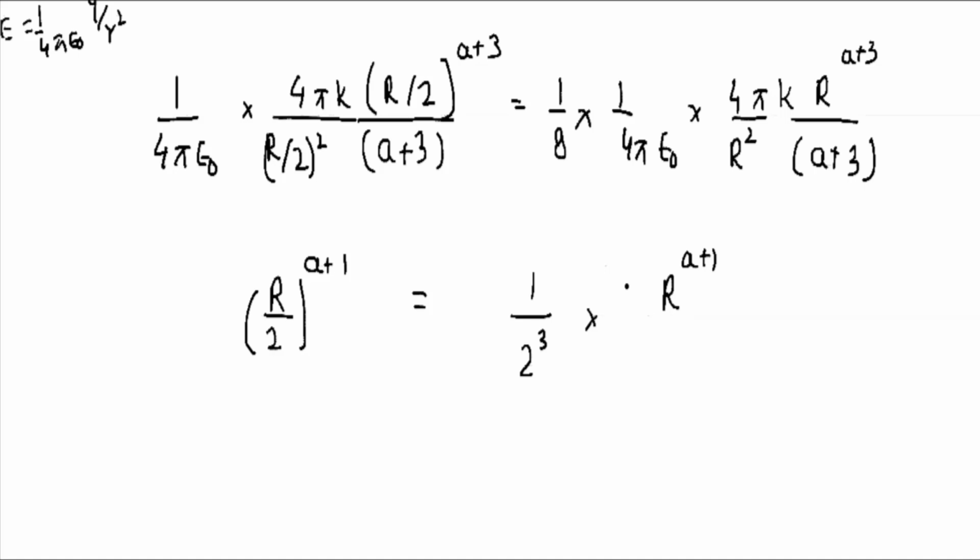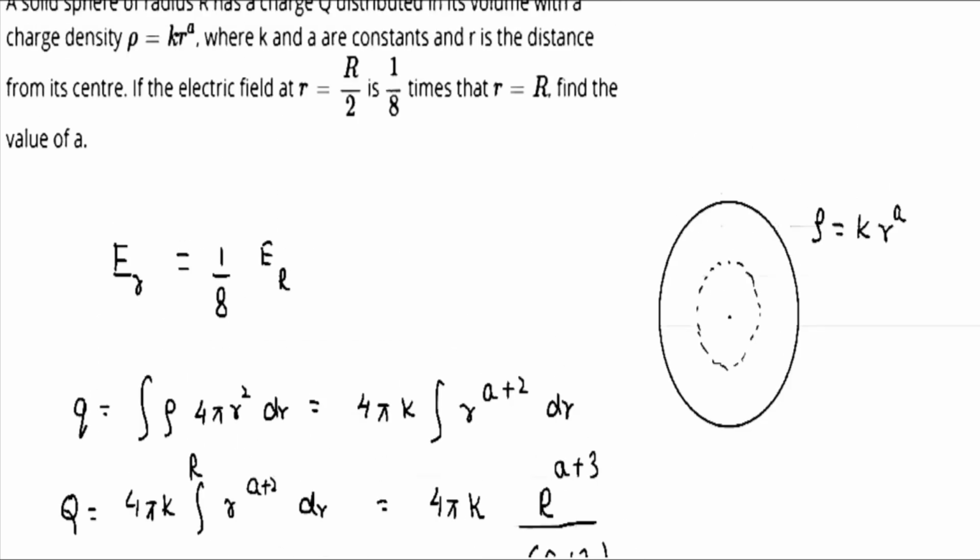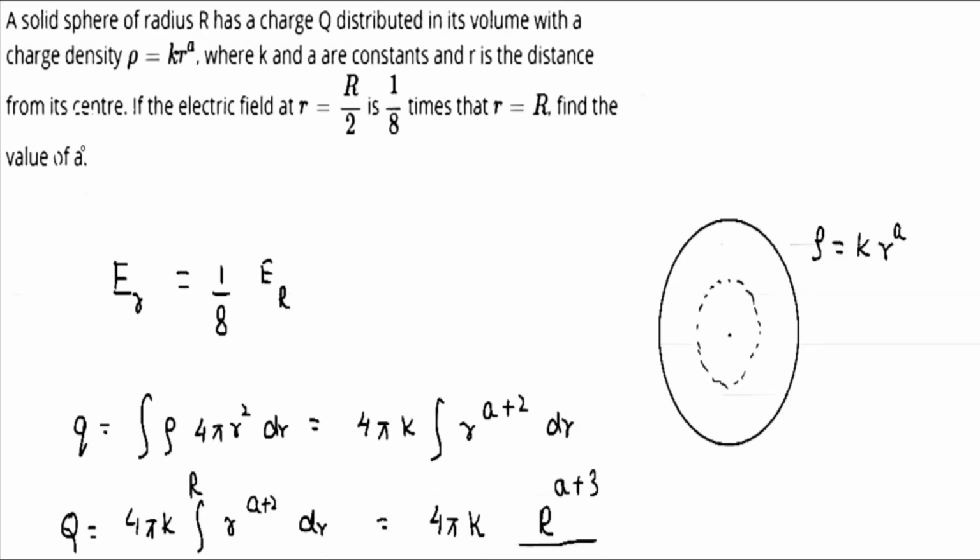Okay, now here r to the power a plus 1, here r to the power a plus 1, so r to the power would be gone, so here it would be just 2 to the power a plus 1 equals 1 divided by 2 raised to the power 3. So if we compare the powers, we can say that a plus 1 is equals to 3, which implies that a value would be equals to 2. So this is what we need to find, the value of a. So a value is equals to 2 for our case in this condition.